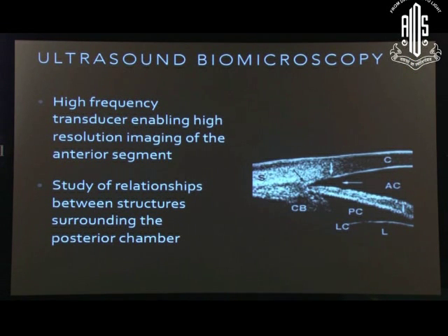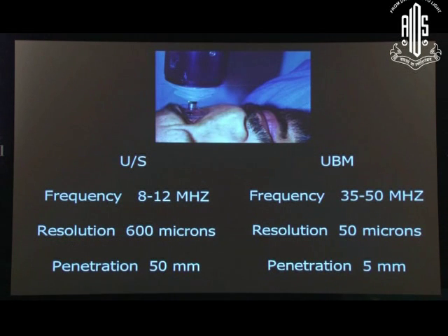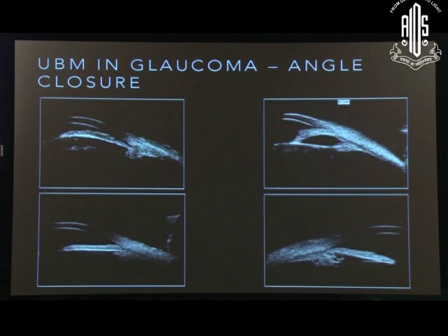Ultrasound biomicroscopy basically utilizes a high-frequency transducer, which gives you very good imaging of the anterior segment at near microscopic resolution, and you get a good idea of relationships between various structures surrounding the posterior chamber. To compare ultrasound and UBM, the frequency is higher in UBM, the resolution is better, but the penetration is only about 5 millimeters, which means it can help us to study only the anterior segment well. It's probably most useful in glaucoma.